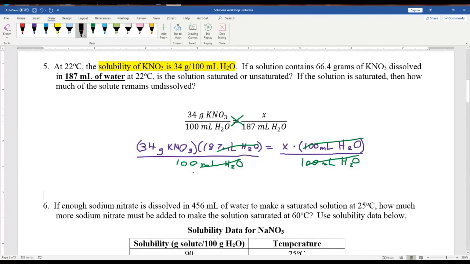So x here ends up being 63.6 grams. Now this is the maximum amount that can dissolve. And notice it's grams of KNO3. This is based on the solubility. The solubility represents the maximum amount that can dissolve. So this is the maximum that can dissolve.